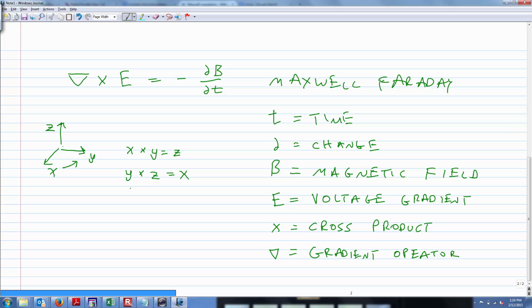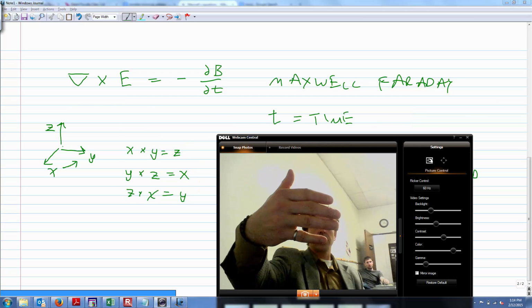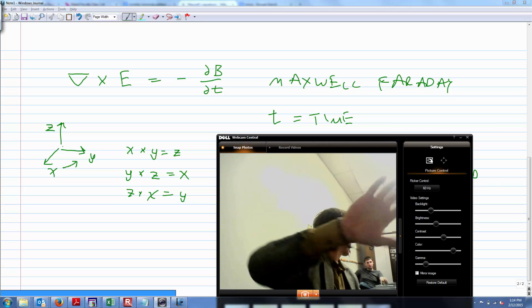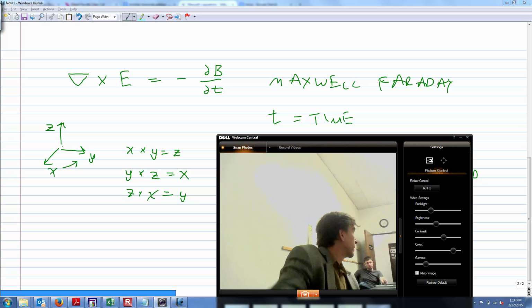And if I take the Z-axis, cross it towards the X-axis, the Y-axis pops out. So it doesn't really matter that I was holding my hand this way, and there goes the Z. If I hold this way, there goes the X, or hold the other way, and there goes the Y.